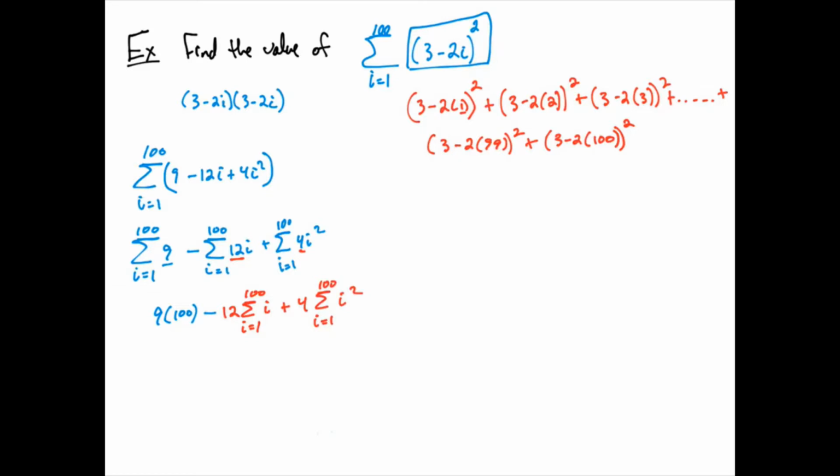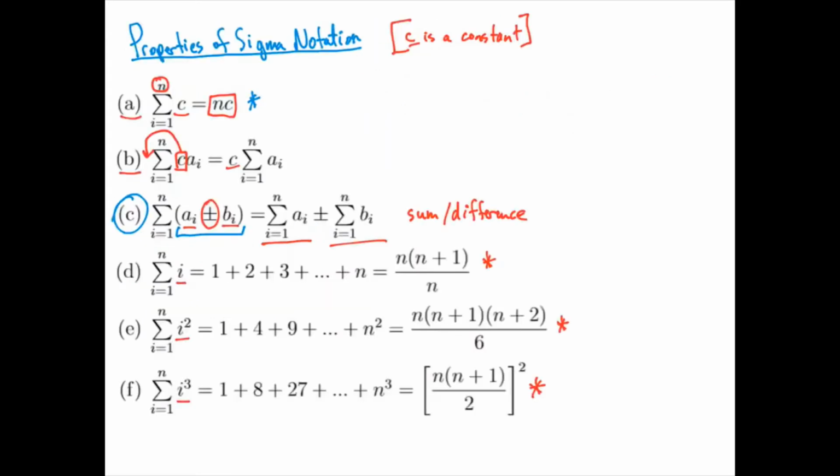This is really a good place for us because we want to get to the point where we have i or i squared or i cubed, because back here we know what to do when we have i, and we know what to do when we have i squared. So we're going to apply both of these in this last step.